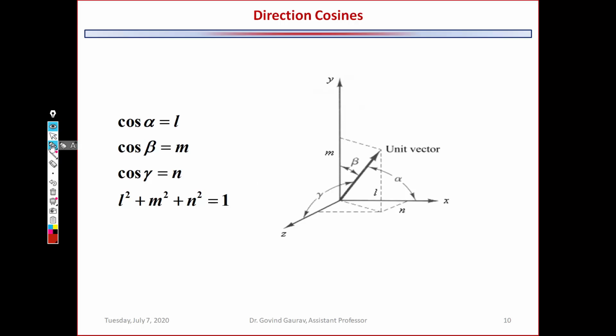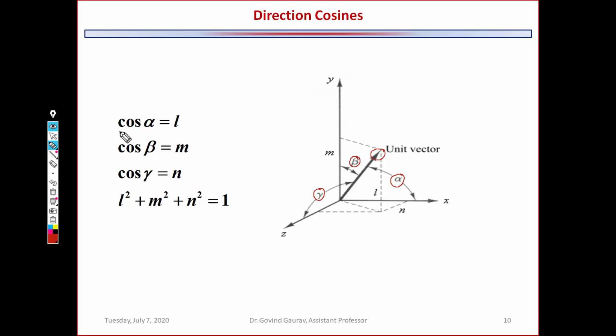Direction cosines. Direction cosines are the angles which the vector makes with respect to the x-axis, y-axis, and z-axis when we are taking the coordinate system as a Cartesian coordinate system. So this one is a unit vector which is inclined at different angles with respect to the x-axis, y-axis, and z-axis. It is inclined at an angle alpha with respect to the x-axis, an angle beta with respect to the y-axis, and an angle gamma with respect to the z-axis.